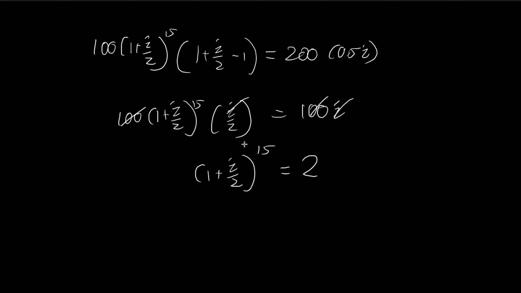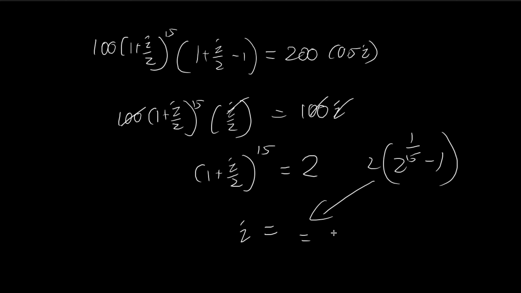So you see that at this point all we have to do is use our calculator to find I. If you take 2 to the power of 1 over 15, then minus 1, times 2, that's what I is going to be equal to. You're going to find that it's equal to 0.094588245. So this is the answer.